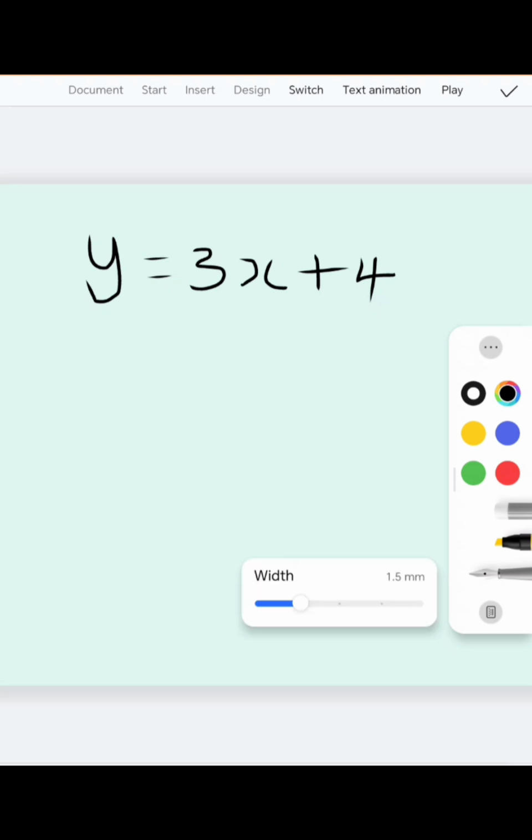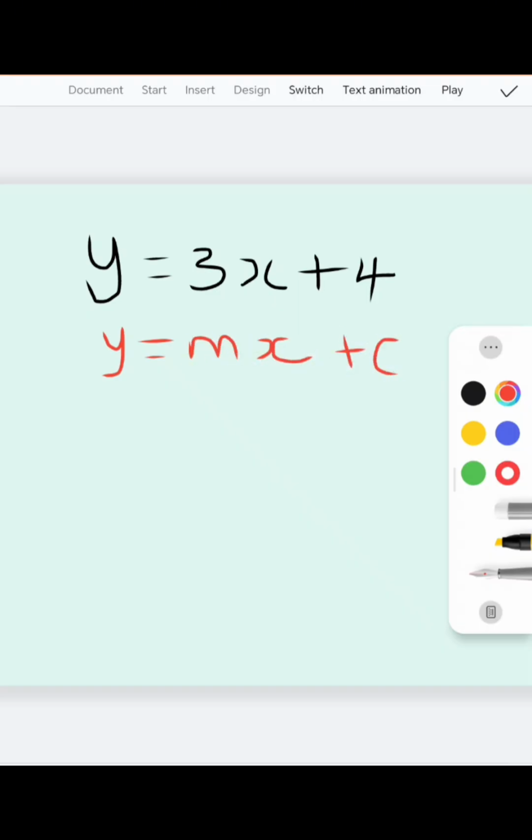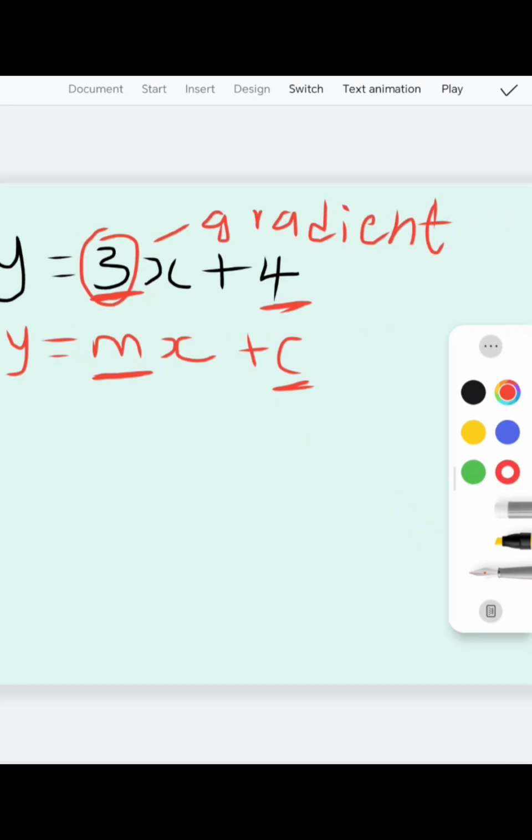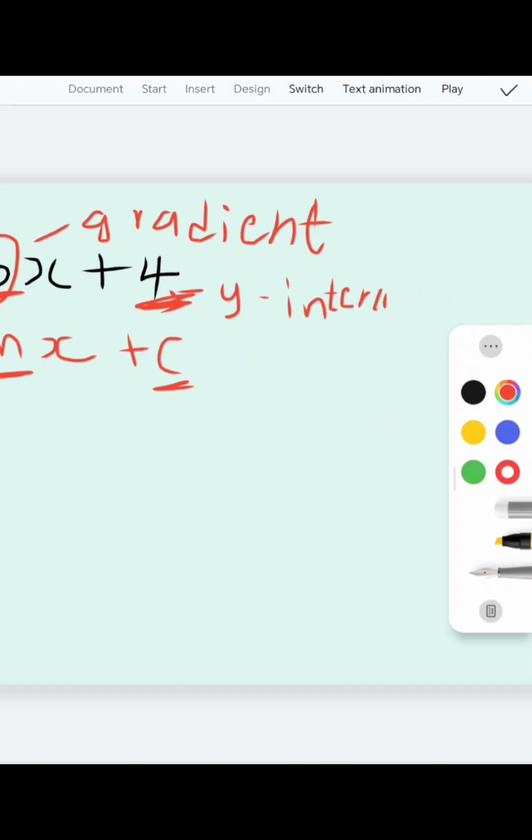If someone asks you what is the gradient here, you simply saw that when I was doing my graph, it was something like this, mx plus c. You see, in the place of m is where 3 is placed. In the place of c is where 4 is placed. So simply, my 3 is the gradient, and c is the y-intercept, which is 4. This is the y-intercept.